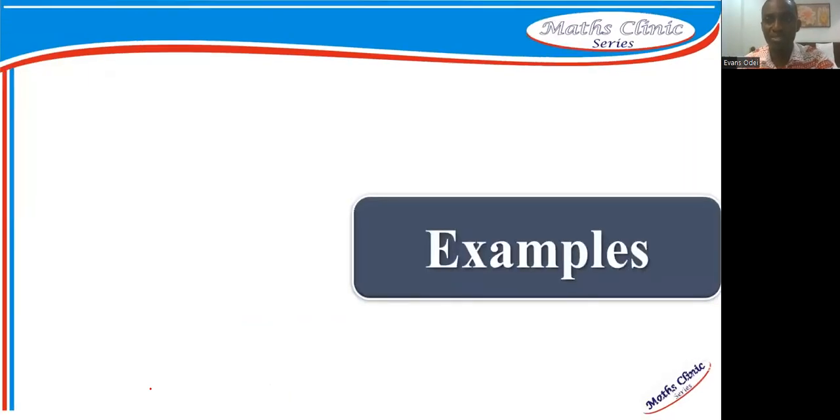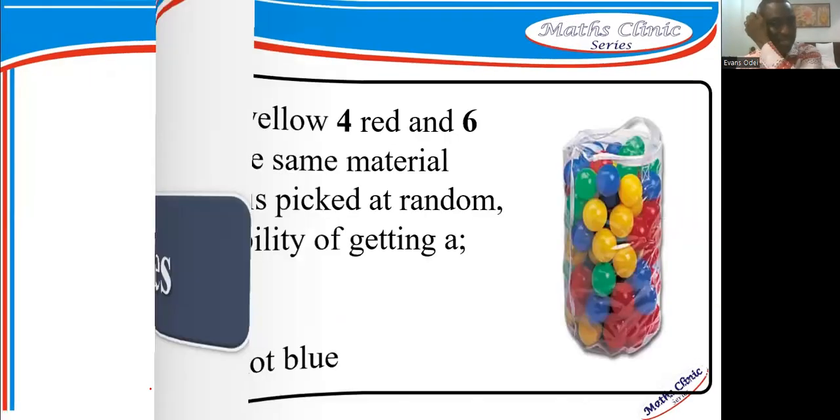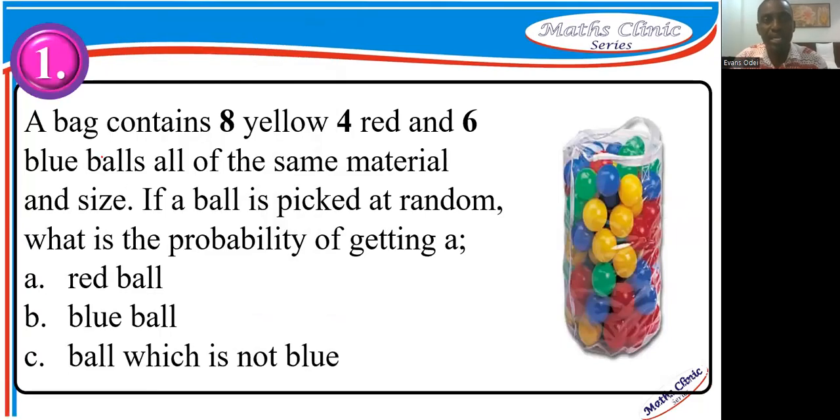Let's take a few examples to end this lesson. Example number 1. A bag contains 8 yellow, 4 red, and 6 blue balls, all of the same material. That means they have the same material and the same size. That means if you put your hand in it randomly, you can pick any one without being biased. If some are bigger than the others, then you can be sure of picking a bigger one. But since they are of the same size and material, it's not biased if you drop your hand and pick any randomly.